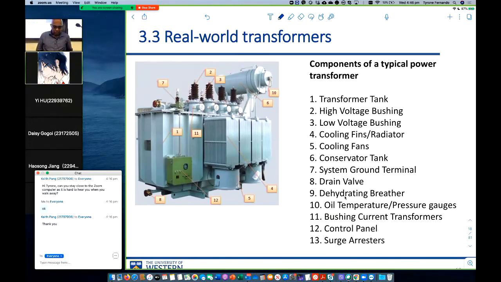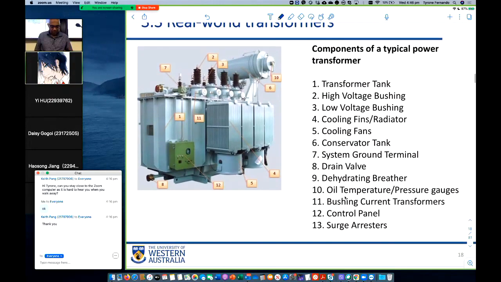High voltage bushing and low voltage bushing. That's providing some insulation to the primary coil and the secondary coil, right? Then there are cooling fins and radiators to bring down the temperature because there are I squared R losses. There's heat generated, so you need to cool it. There are cooling fans that will be activated if the temperature is quite high, which is number 4 on the figure. And there is a tank there to preserve some oil.